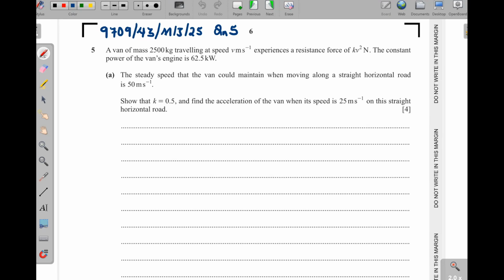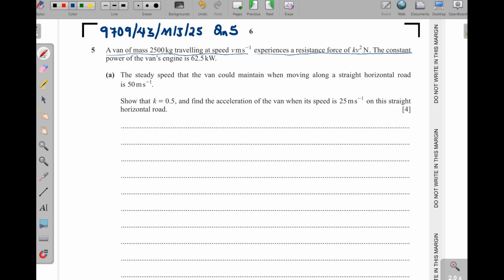Question 5, I think it's coming from work, power, and energy. We can see a van of mass 2,500 kilograms traveling at a speed of V meters per second experiences a resistance force of kV squared newtons.